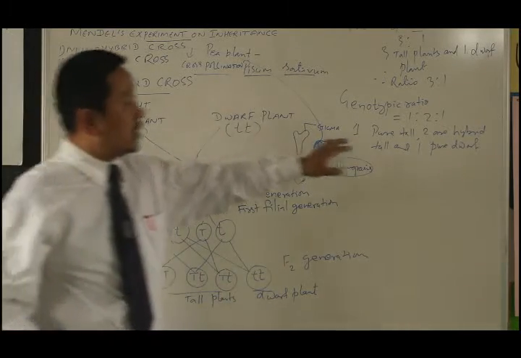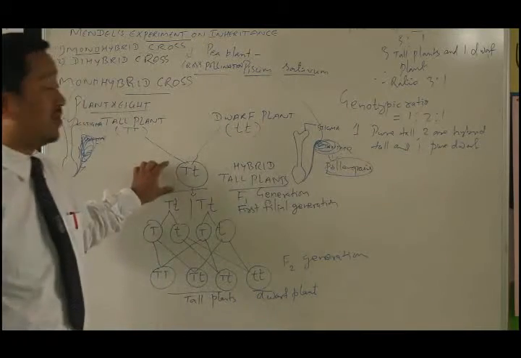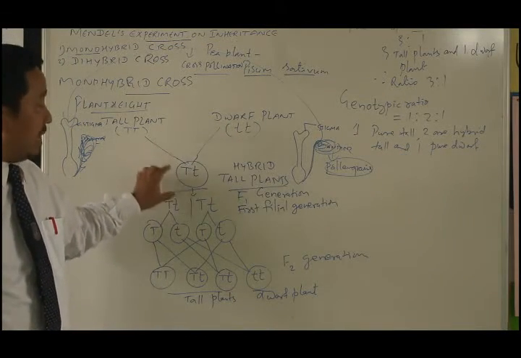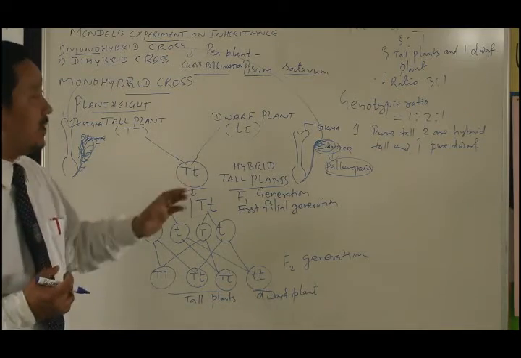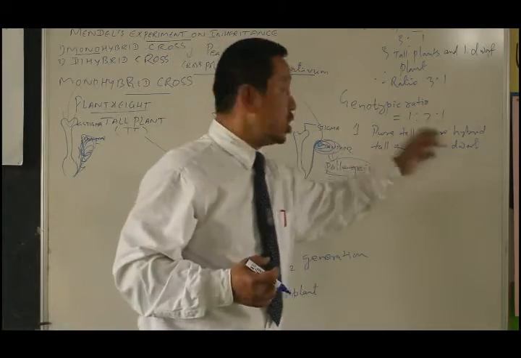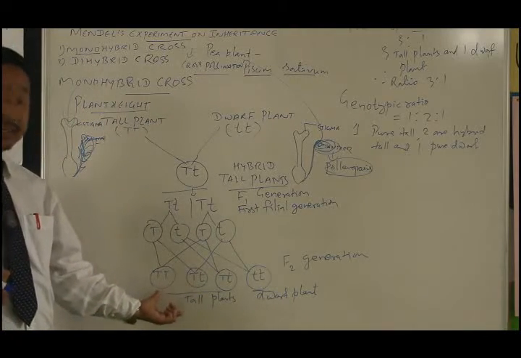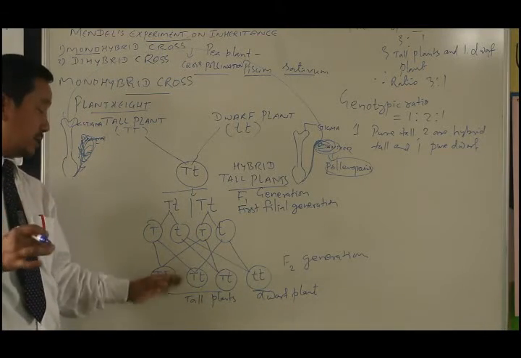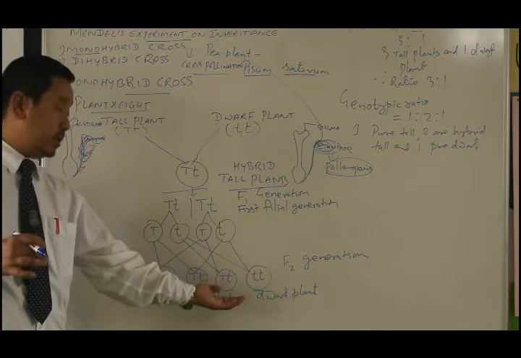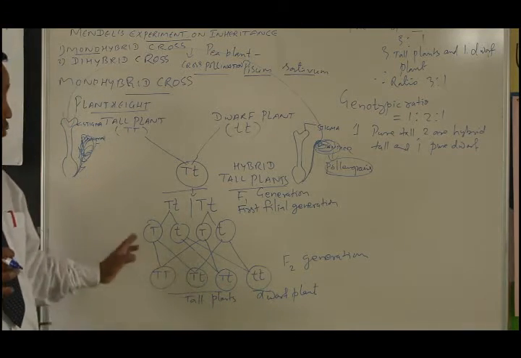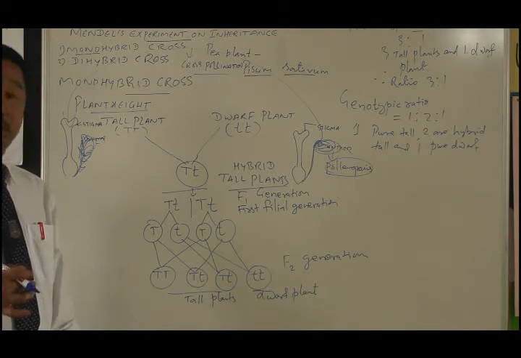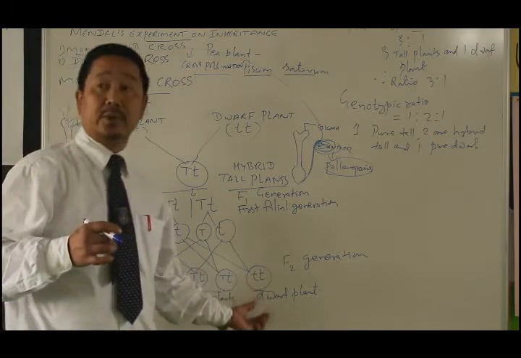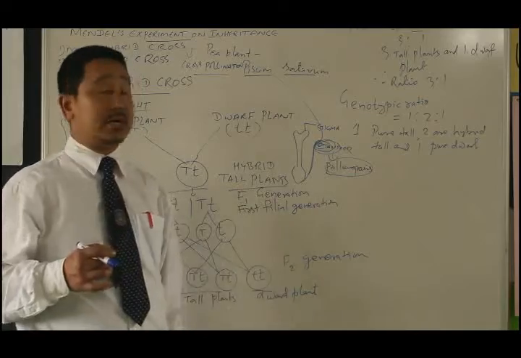This dwarfness was not seen in the first generation, but the plants in the first generation were also carrying the allele for the dwarfness of the plant, which was seen in the second generation. From every 4 plants, 3 were tall and 1 was dwarf. Out of these 3, 1 was pure tall and the next 2 are hybrid tall. And the last one is the pure dwarf plant. So that was the result.